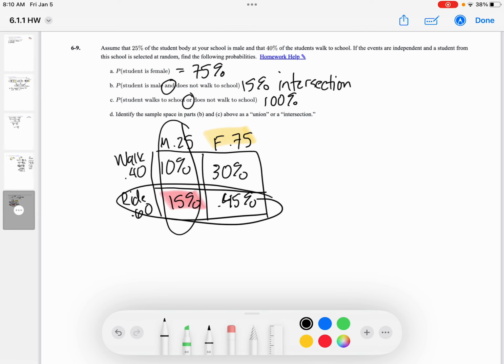In part C, we have an or. That tells us that this is a union, right? It is one or the other. We add the two together. 40 and 60 give us 100%.